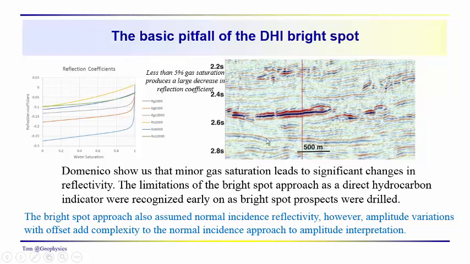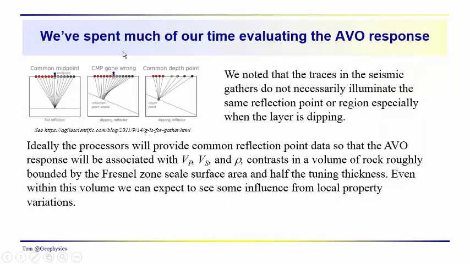Now there were some issues that we brought up about the normal incidence seismogram, and these are common midpoint gathers, the two on the left that we see here. What that means is that if we look from source to receiver, all these source to receiver combinations share a common midpoint, and they may or may not have a common reflection point.